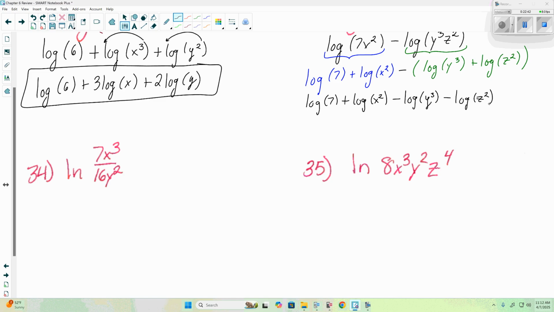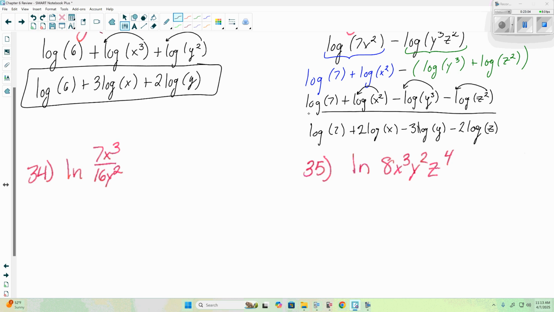So that takes care of steps 1 and 2. Our third step is our powers. We're going to move all three of these powers to the front. Telling us we have log of 7 plus 2 log of x minus 3 log y minus 2 log z. Do you want to rewrite that 7? And that's it.